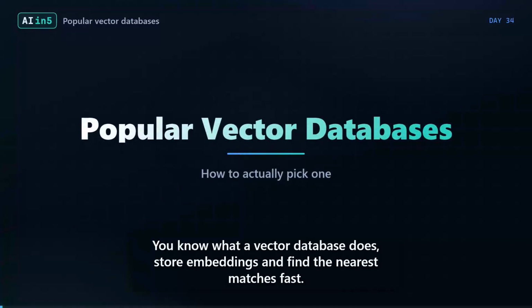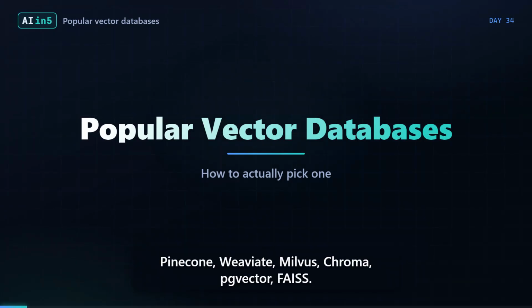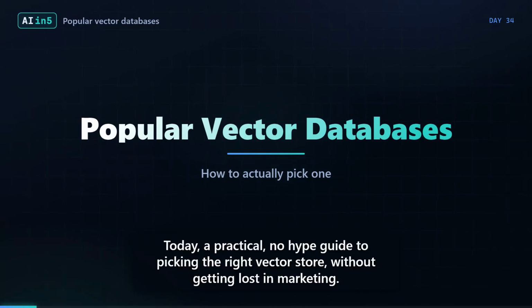You know what a vector database does: store embeddings and find the nearest matches fast. But the moment you go to build something, you hit a wall of names. Pinecone, Weaviate, Milvus, Chroma, pgvector, FAISS. Which one do you choose? Today, a practical, no-hype guide to picking the right vector store without getting lost in marketing.